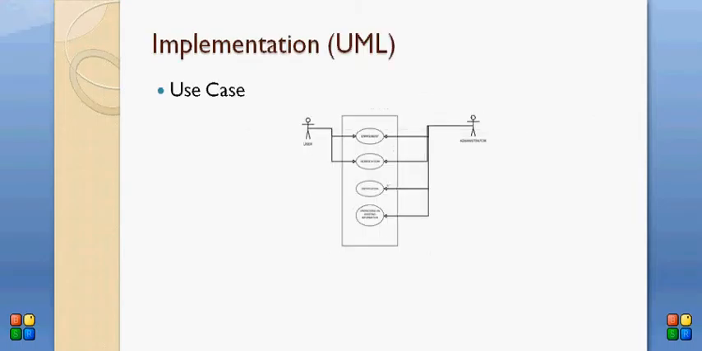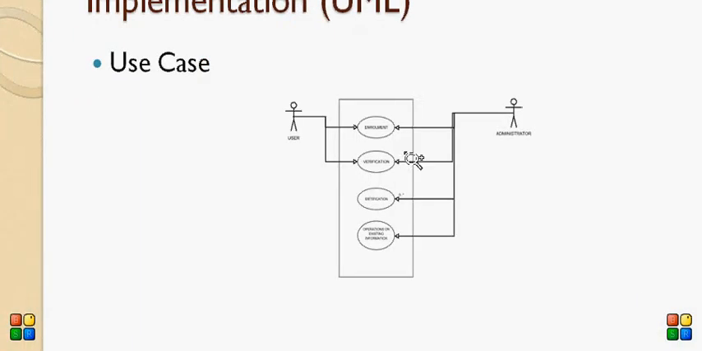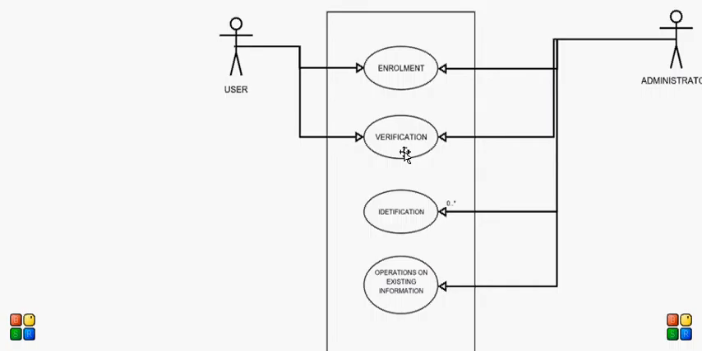For this project, since it's an object-oriented analysis and design project, I decided to do it using UML diagrams. So the first diagram is the use case diagram. I have to zoom it a bit. The use case has 4 specifications. The first one is the enrollment specification.